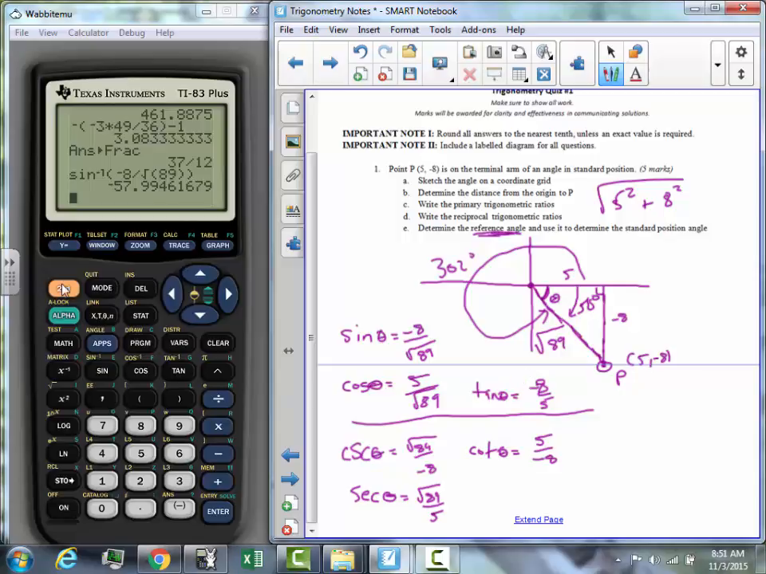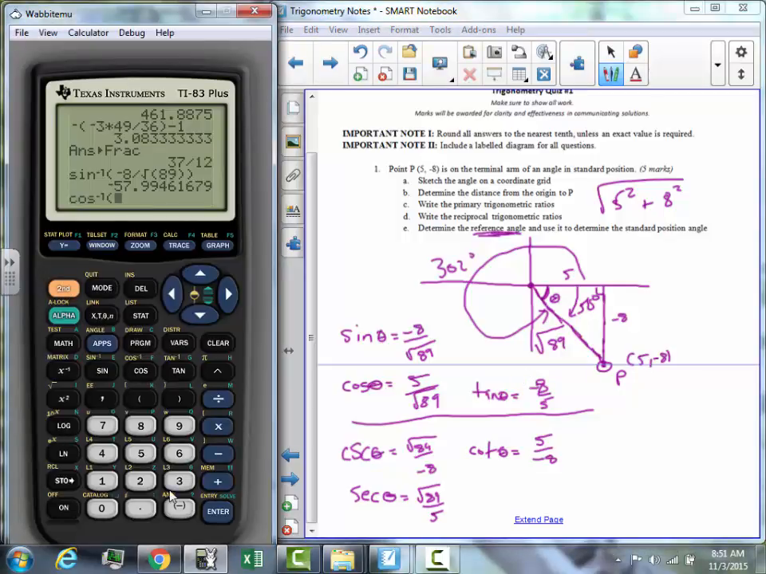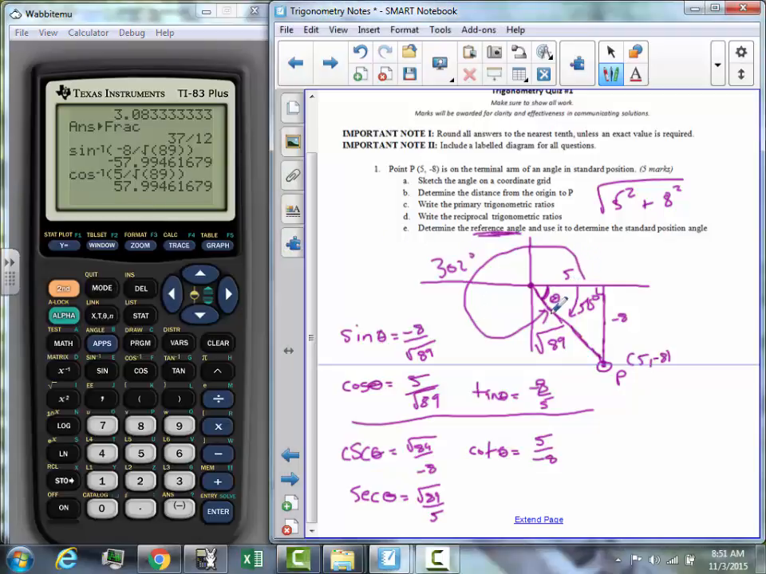Now you didn't have to use sine though, you could have used cosine. You could have inversed cosine 5 divided by root 89. And it would give you positive 57.99. And again, you have to use your discretion and say, well, there's no way that this angle all the way around here is positive 57.99. So again, what did your calculator do?